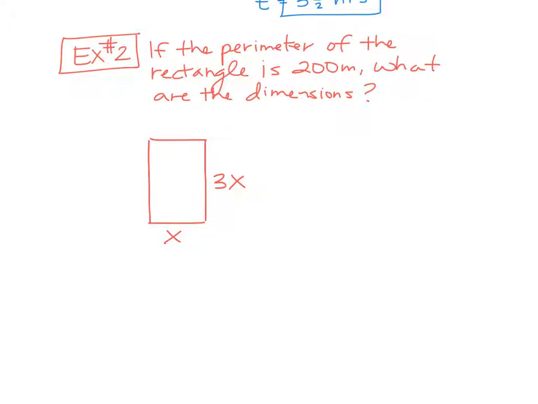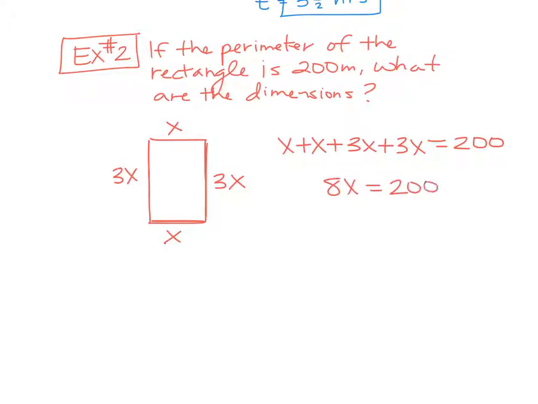Right. So your perimeter, if this is x, then this is x, right? If this is 3x, then this is 3x. So you're doing x plus 3x plus 3x equals the total, which is 200, and you solve. If we simplify this, this is 8x equals 200. Divide by 8. X comes out to 25.